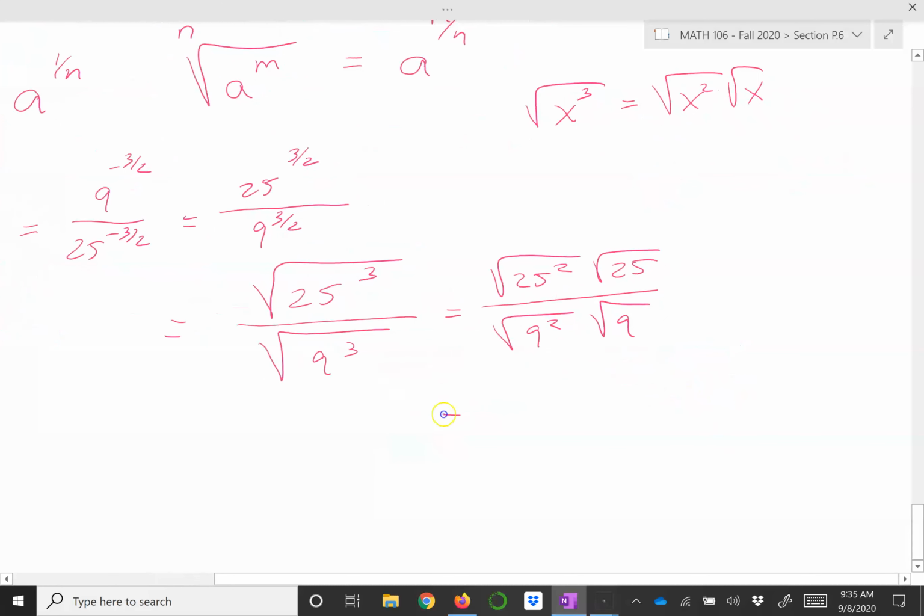Now, are they all easily evaluatable? I may have just made that word up, but yeah. What's the square root of 25 squared? It's just 25, right? And the square root of 25? 5. The denominator, square root of 9 squared is 9, right? It's the square root of 81. And then the square root of 9 is 3. So what do we have? We have 5 times 25, which is 125, and it's all over 27.